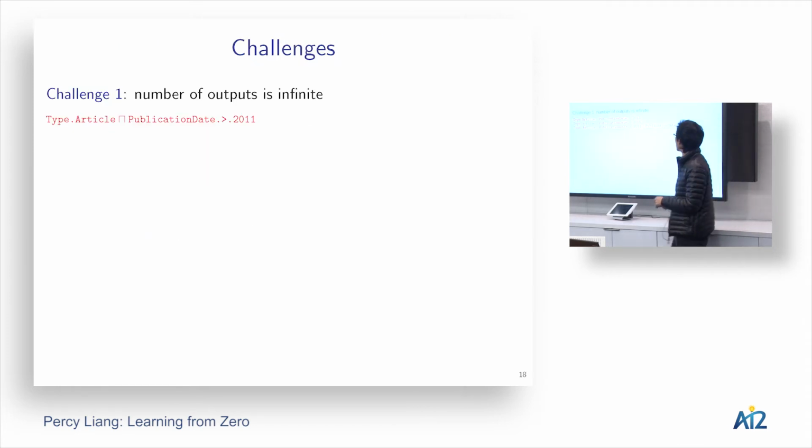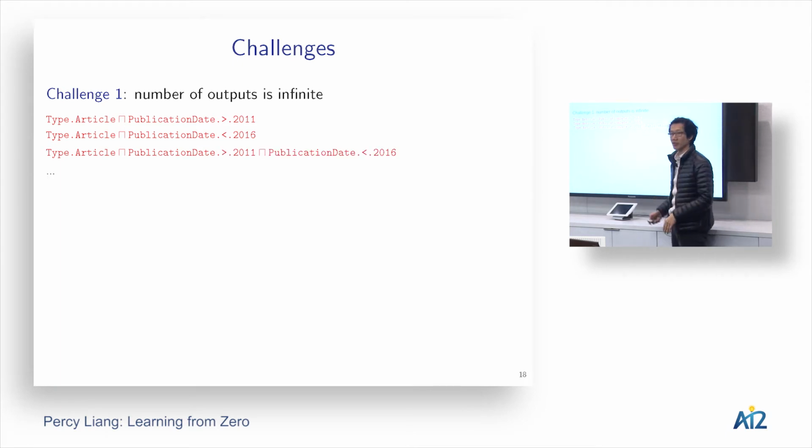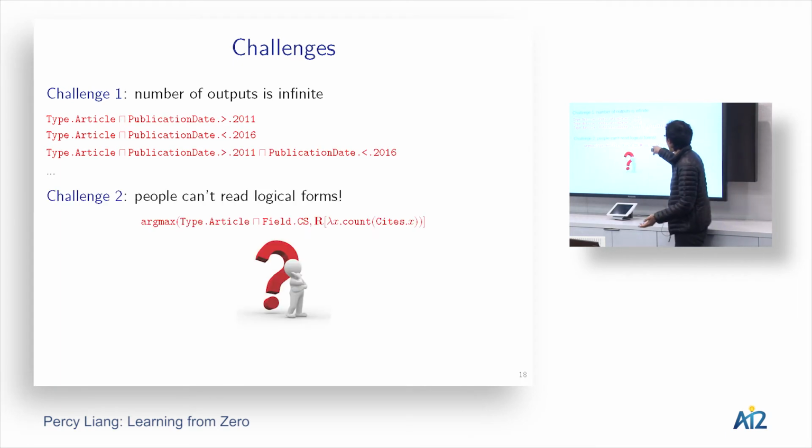Okay, so there's two challenges I want to talk about. One is that the number of outputs is infinite, so you can't just enumerate all of them. And the second is that if you want to take a logical form and you want to say, hey, how do you render this in natural language, you can't just show a Mechanical Turk worker one of these things.